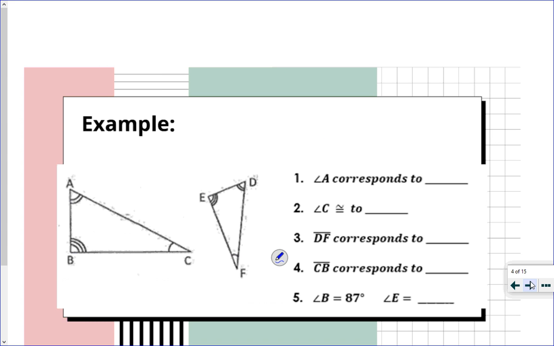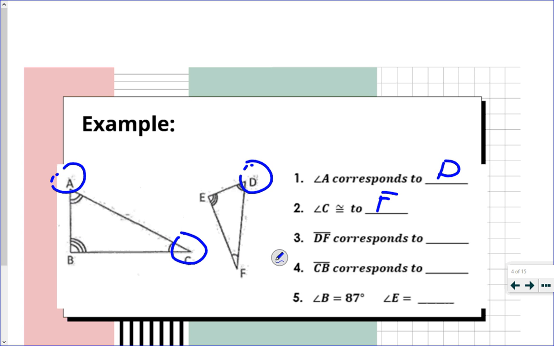So now we'll work through an example. So we have two similar triangles here. Triangle ABC and triangle DEF. So this angle A corresponds to what angle on this similar triangle? B. This angle C corresponds to what angle? F. Okay.